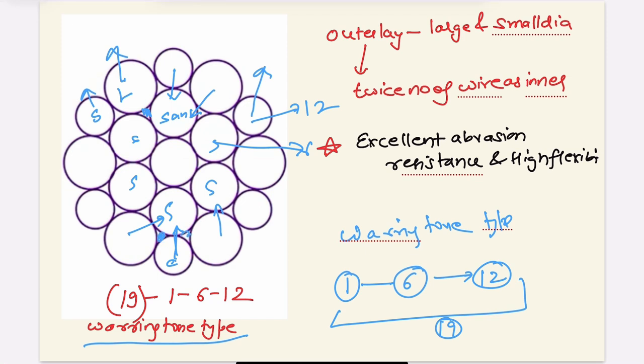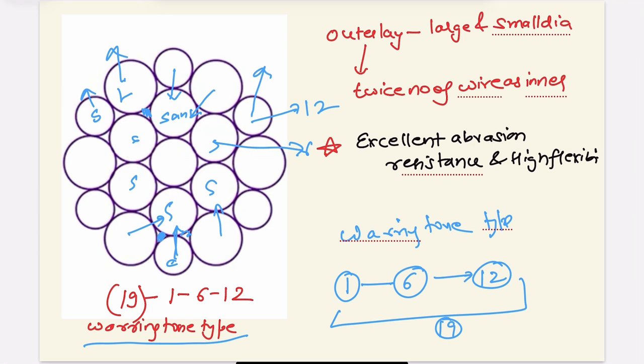Is this clear? So what are its characteristics? Its characteristics: the outer layer has both smaller circles and larger circles, and the outer layer has twice the number of wires as the inner circle. And one more thing, in the outer layer the smaller circle sits on the crown and the bigger circle sits in the valley.